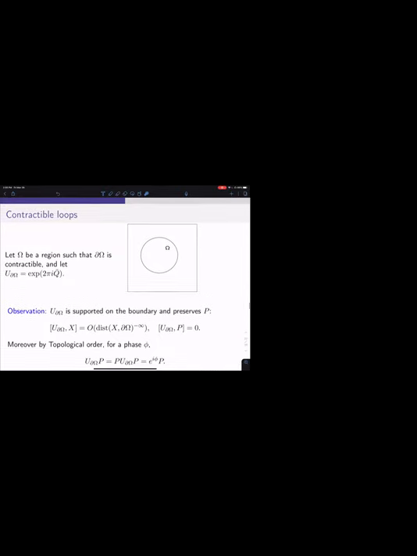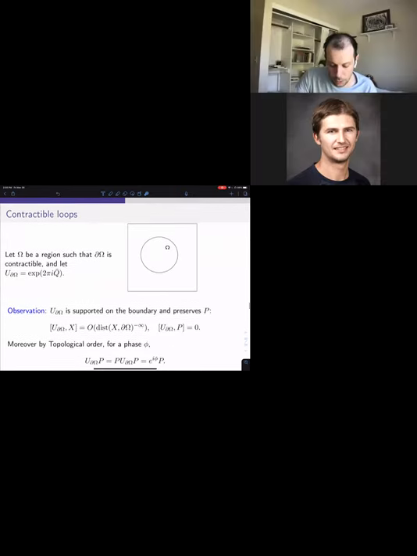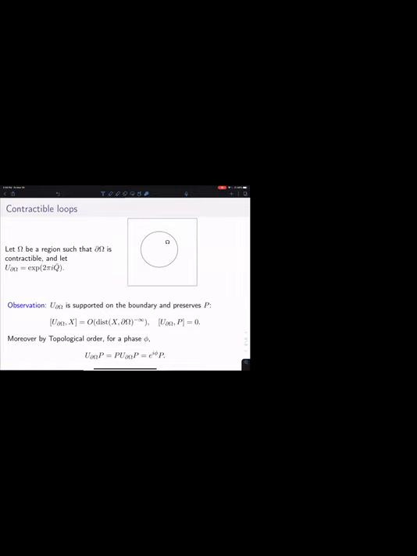And now using this kind of operator Q bar, this charge with subtracted fluctuations, we can start forming unitaries that are associated to loops in the system. So for a boundary of this region omega, I can associate a unitary that acts only on that boundary that is given by the exponential of 2 pi i times this Q bar.